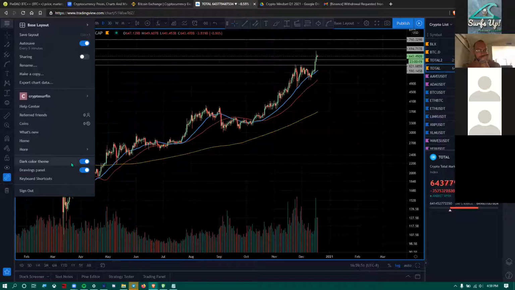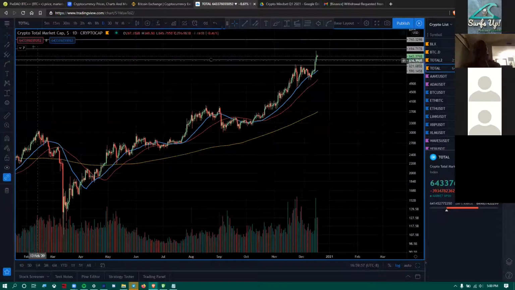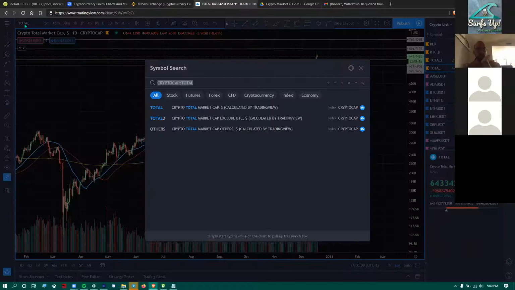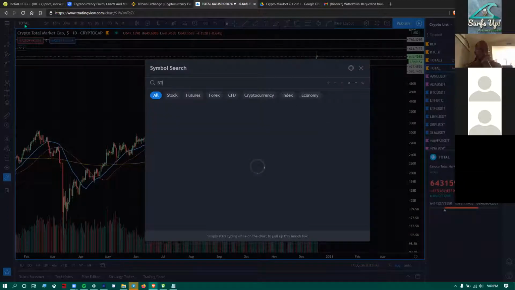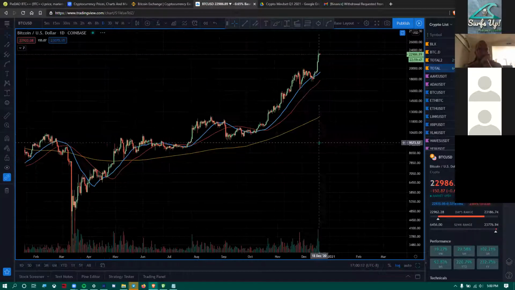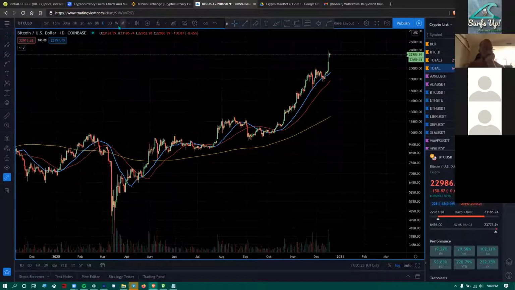There's dark color theme. I like dark color theme. If you want it bright, you can. I'm not going to do that. Okay, so we need to go back to BTC USD, Coinbase. Okay, so if you see here, this is all your time frames for your charts.